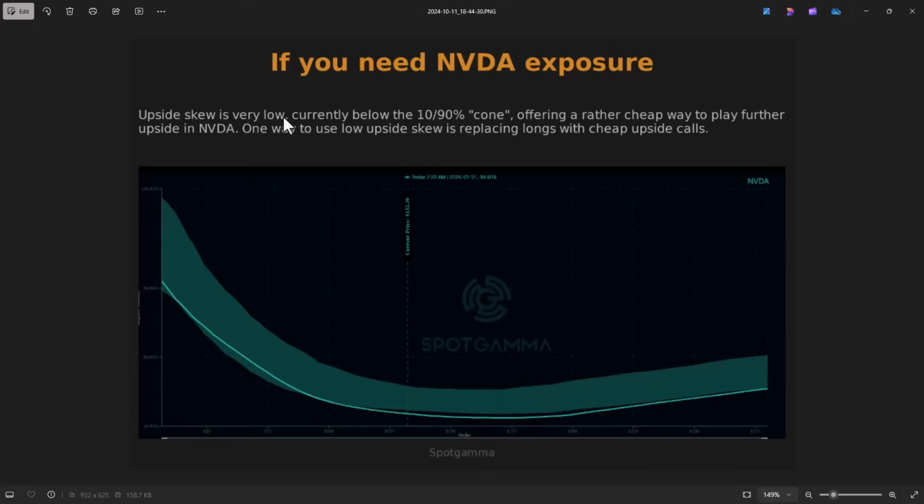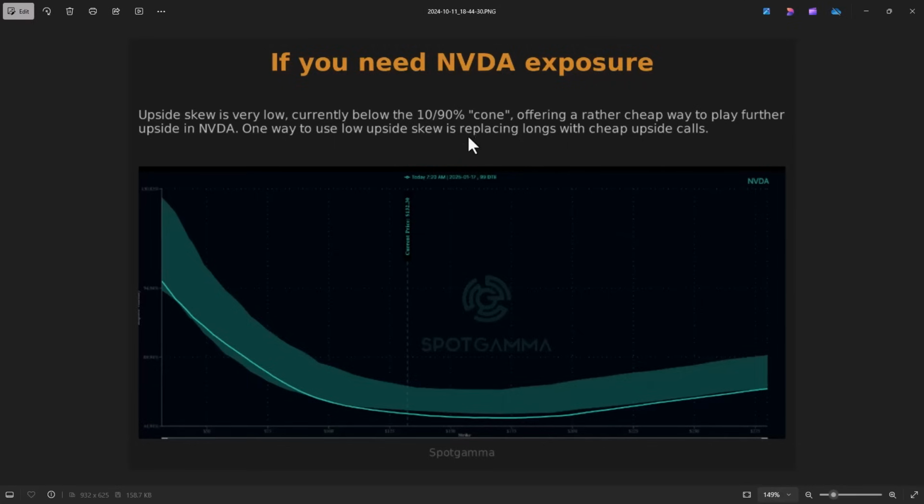Option skew is very low. Okay, you want a low skew. Currently below 90% cone. So you can see the cone right here. It's offering a rather cheap way to play further upside in the video. One way to use low upside skew is replacing longs with cheap upside calls. Okay, this is what people are doing. We've been doing this for some time, buying November, now we're out to December on them, and we're probably going to go out and start looking at some probably 2025s as well.